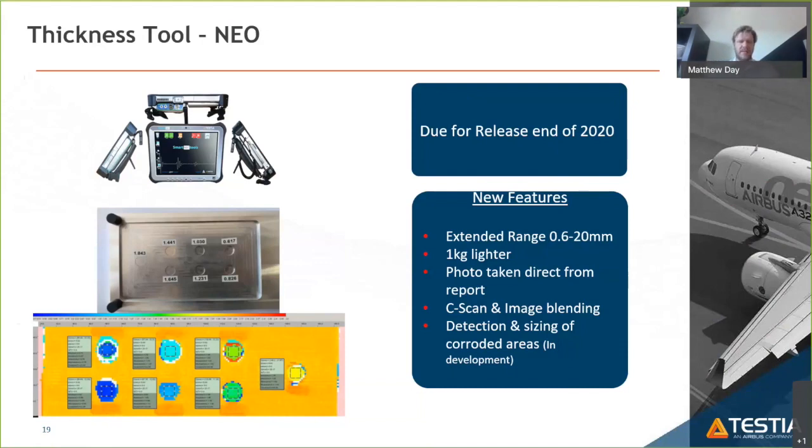Now, this is currently in development, but the software is more than capable of looking at it. So not only will the thickness tool be able to be used for post blend out, but we'll also be able to use the thickness tool for corrosion detection and mapping of an area, which makes the thickness tool a far more diverse piece of equipment to use.